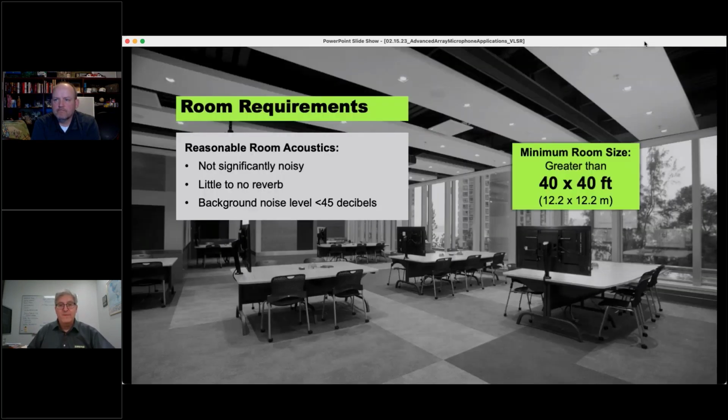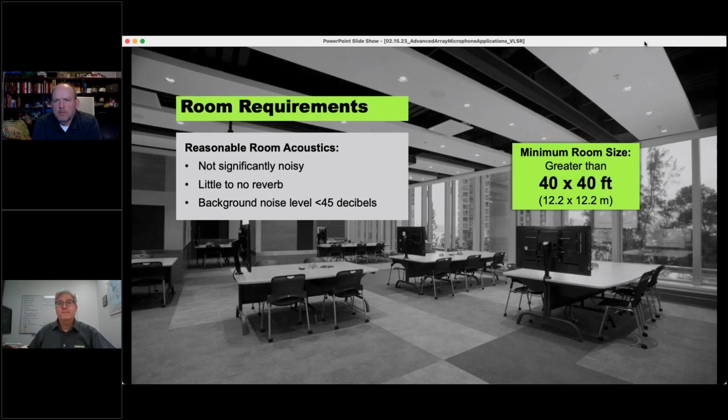So room requirements, the room always matters. We try never to forget that the room is part of this whole scenario here. It's a part of the sound system. And so we'd like to be able to do VoiceLift in a room with reasonable room acoustics, not significantly noisy, not too much reverberation. If you're taking measurements, maybe a background noise level below 45 decibels, but the quieter the better, obviously. And we say a minimum room size of at least 40 by 40 feet.